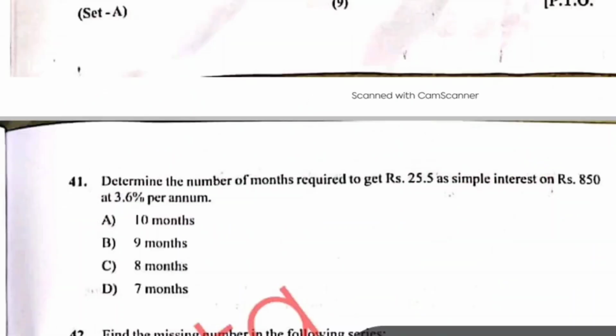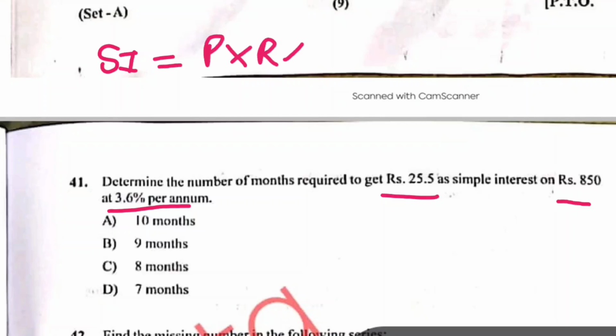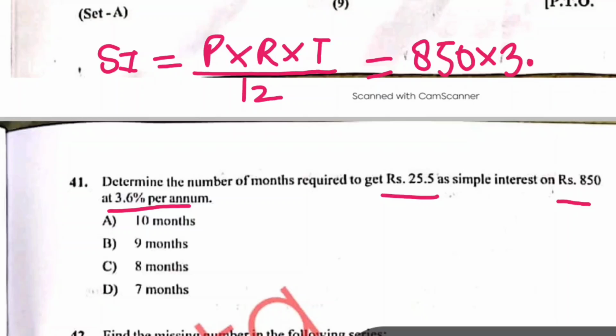The question is: determine the number of months required to get rupees 25.5 as simple interest on rupees 850 at 3.6% per annum. Options are being given, we need to find out the correct option. Okay, so we apply the formula for simple interest, which is the principal times the rate of interest times the time period divided by 12. Principal is 850, rate is 3.6, and let us say we have n number of months here.